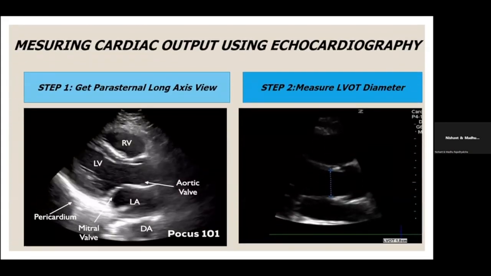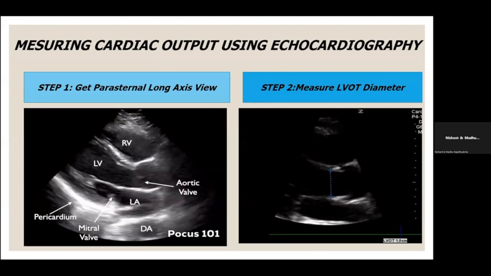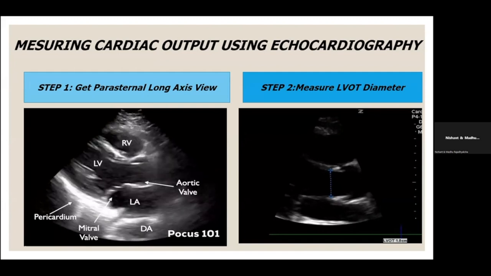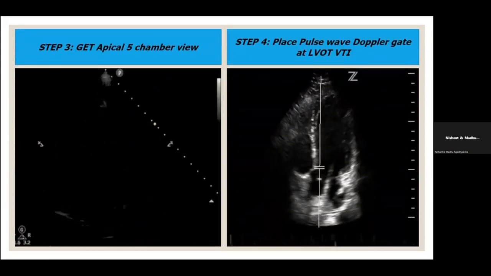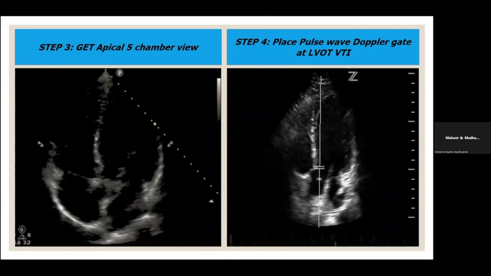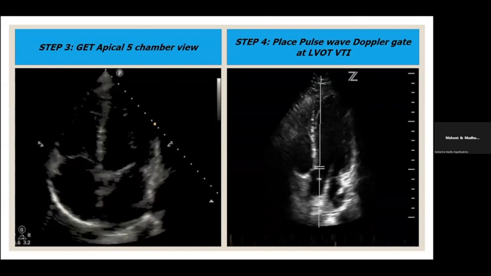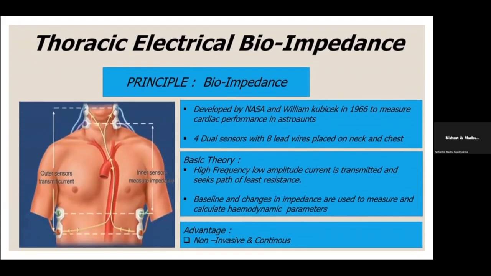Using transthoracic echocardiography, a non-invasive technique, we can measure this. Step one is to get a parasternal long axis view. Step two is to measure the LVOT diameter. Step three is to get an apical five-chamber view. Step four, place the pulse wave Doppler gate at the LVOT to get the VTI. Step five is to trace the LVOT VTI, and then we calculate cardiac output using the formula LVOT area times LVOT VTI times heart rate. This is an absolute non-invasive method.